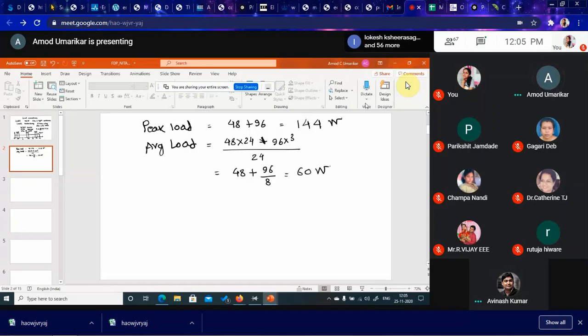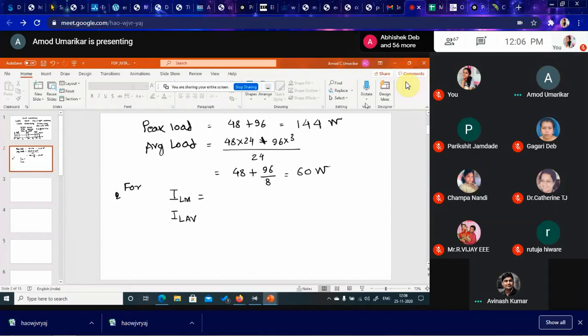So 48 is obviously there always, plus in addition to it, a 12 watt load average over 24 hours is there. Our peak load we have seen at a given time is 144 watt. So these are the two types of loads we can find out. And then for battery purpose, mainly, there are two types of current we need to find out. One is peak current or maximum load current, ILM, and another is IL average current.